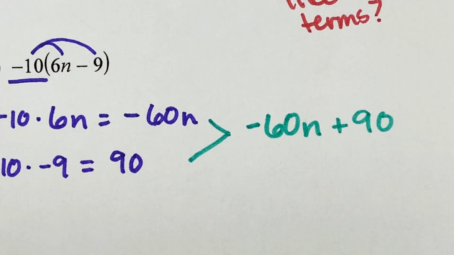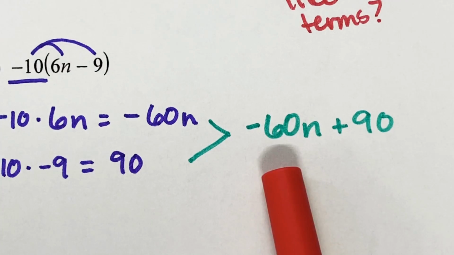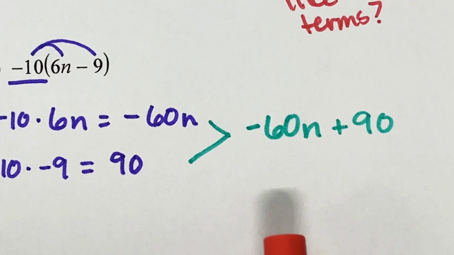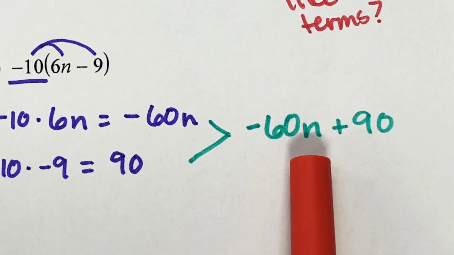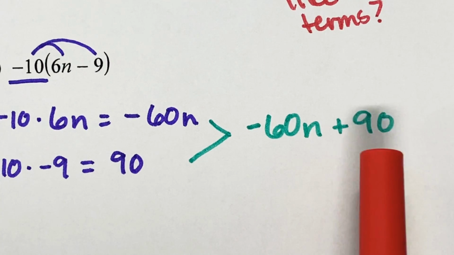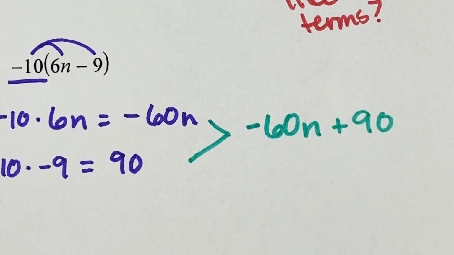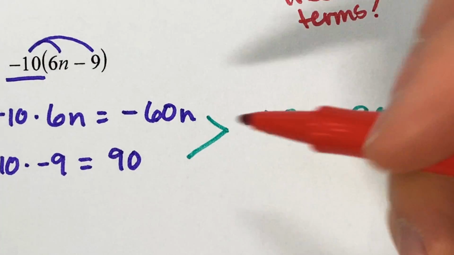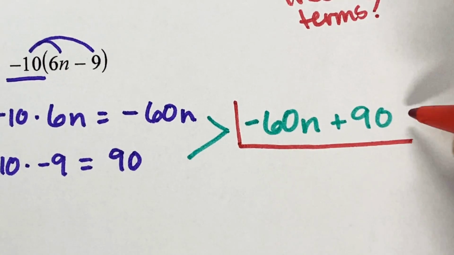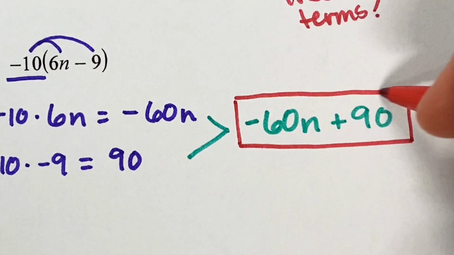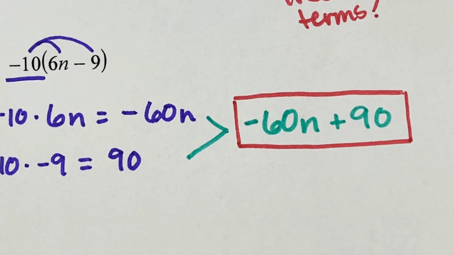Okay, now our last step is to ask, are they like terms? Do we need to combine them anymore? So I see that the negative 60 does have an n, and then the 90 does not. Okay, so are these guys like terms? No, they are not, so that is as simplified as it will go. Beautiful.